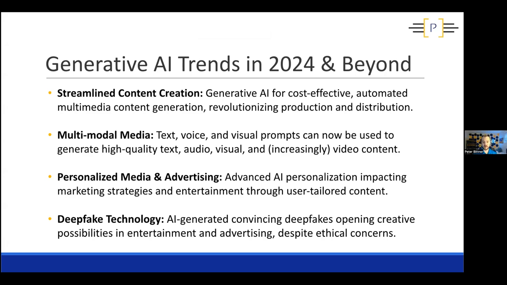These are the things that we're already seeing, and that many of you are probably noticing: streamlined content creation. Generative AI for cost-effective, automated multimedia content generation, revolutionizing the production and distribution of tech. This is going to impact every part of the media. This multimodality, the ability to input text and get a voice clone, or an image or a video, or vice versa across different formats, is going to be increasingly powerful and common as these models and services evolve in the near future.